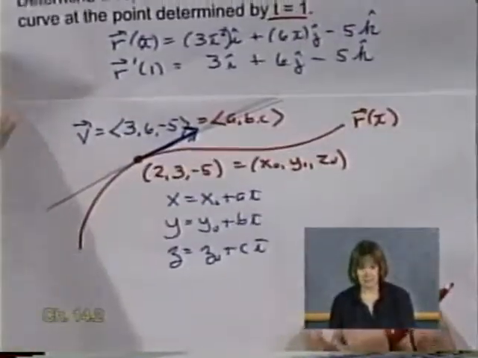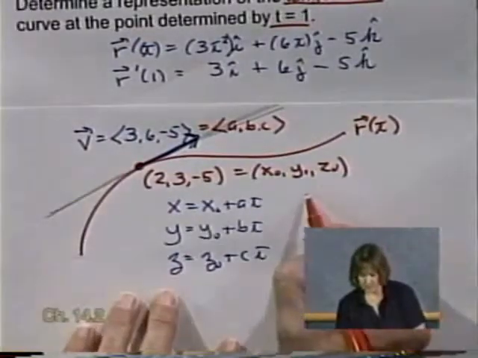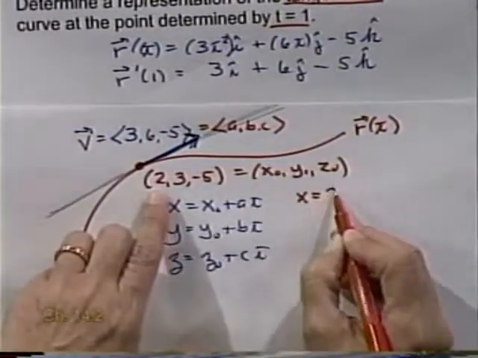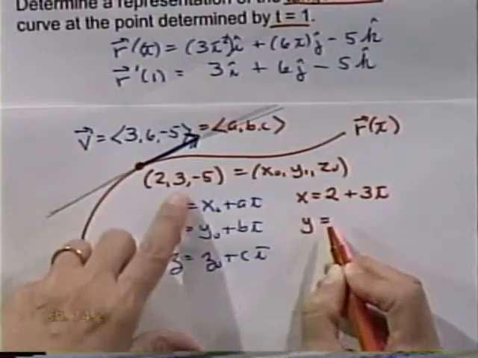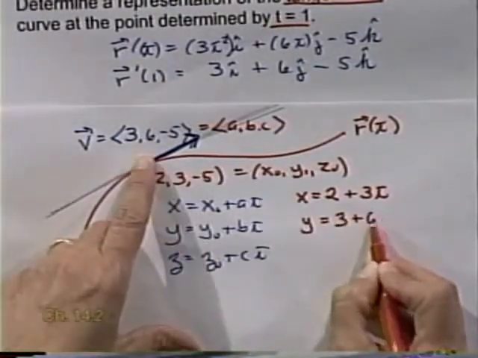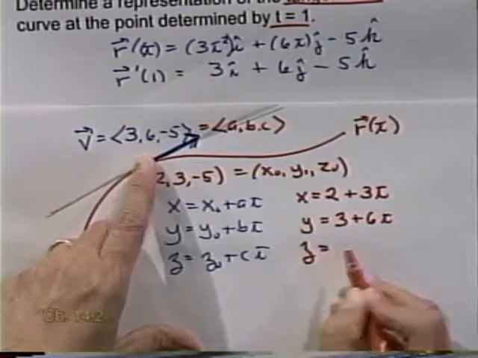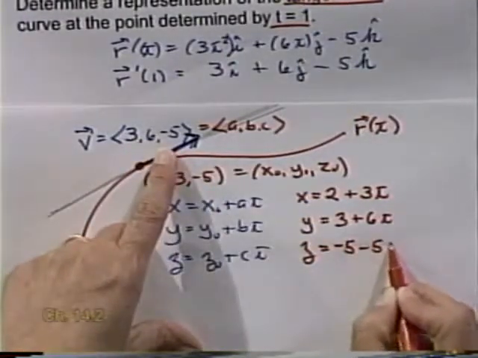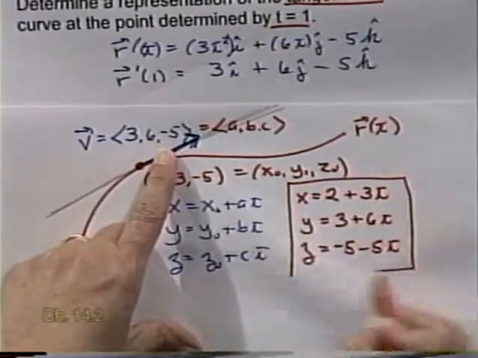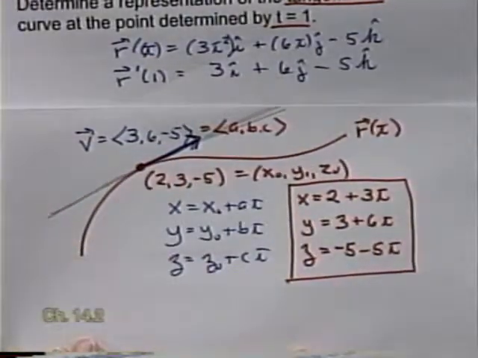So plugging in, I get my equation to be, let's see, x equals, x naught is 2 plus 3t. y equals, y naught is 3 plus 6t. And z equals, my z coordinate is negative 5 minus 5t. And that is a parametric representation of my tangent line.